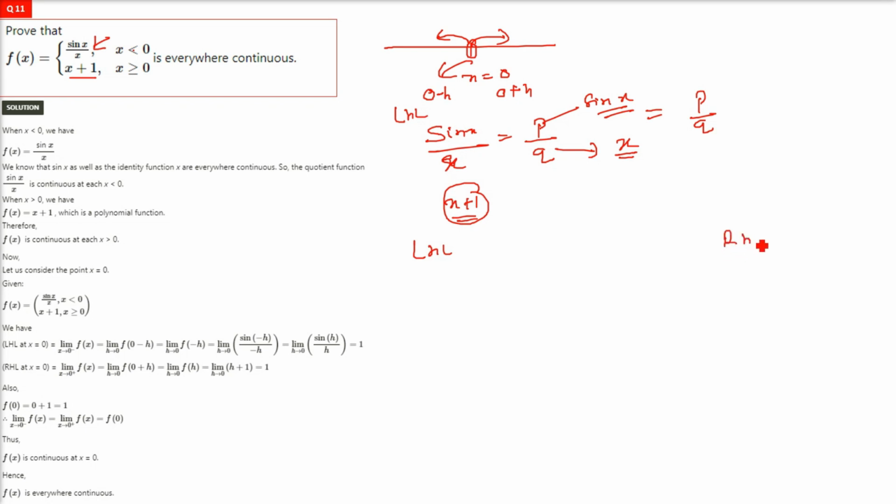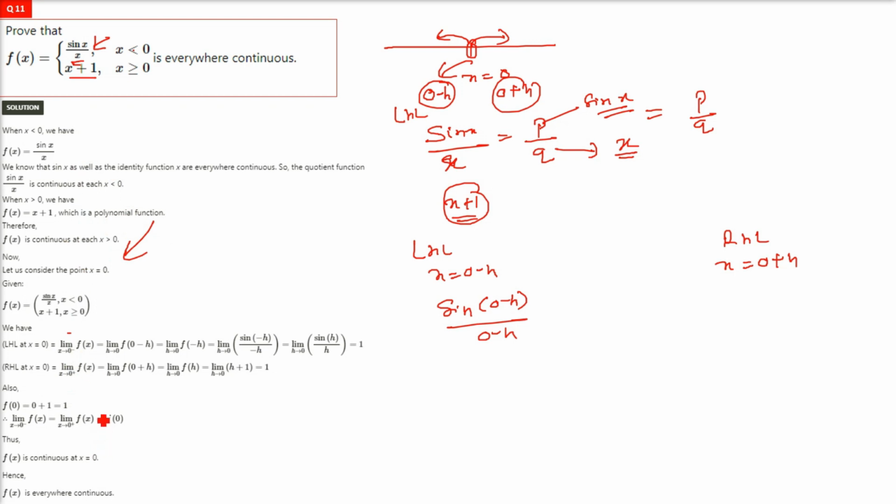So left hand side and right hand side we are trying to find out. x will be replaced by 0 minus h in the left hand limit, and x will be replaced by 0 plus h in the right hand limit. But when we go to the left, the function employed will be sin x by x. On the left hand side, it will be sin(0 minus h) by (0 minus h), and please assume that I am putting the limit h tends to 0.